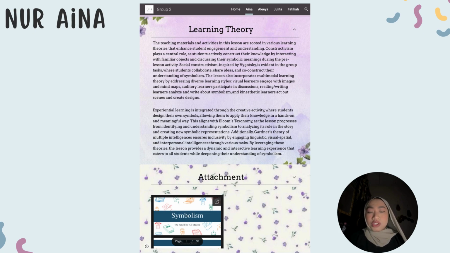The second one we have is social constructivism, which is inspired by Vygotsky and is evident in the group task, where students collaborate, share ideas and co-construct their understanding of symbolism.